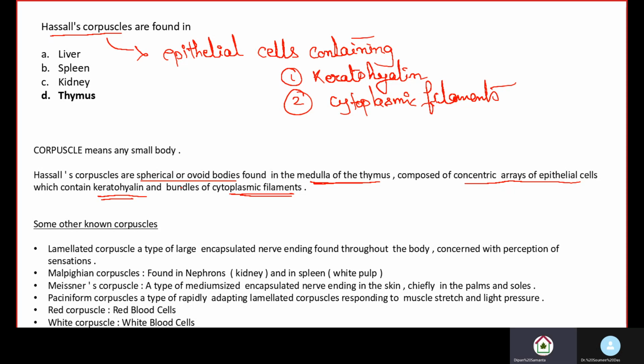So some other known corpuscles are laminated corpuscles, Malpighian corpuscles, Meissner corpuscles. Malpighian corpuscles are found in nephrons. Meissner's nerve ending is in the skin, chiefly palms and soles. Then Pacinian corpuscles respond to muscle stretch and light pressure. Pacinian, very important. Red corpuscles are red blood cells, and white corpuscles are white blood cells. Each and every structure and name has to be remembered. Where is it found? Nephrons, and spleen in white pulp, Malpighian corpuscles.